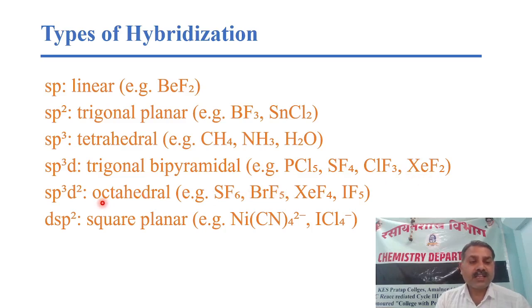In case of sp3d2, 6 hybrid orbitals are involved, therefore the geometry of the molecule will be octahedral, and examples of this hybridization are SF6, BrF5, XeF4, IF5. In case of dsp2 hybridization, the square planar geometry is obtained. For example, the [Ni(CN)4]2- complex and ICl4-.